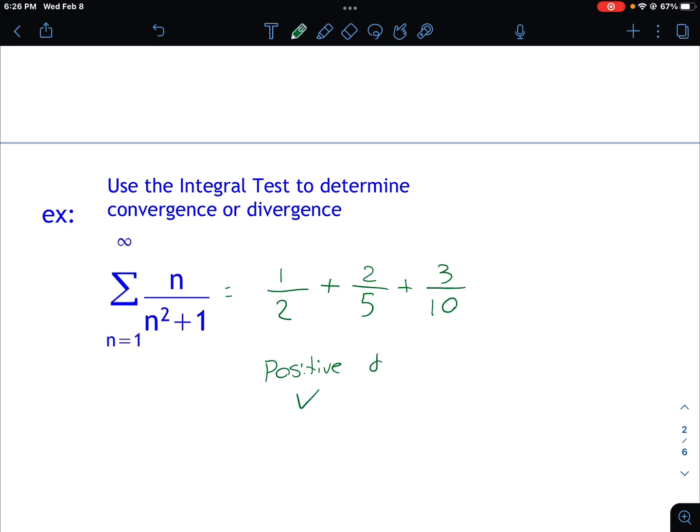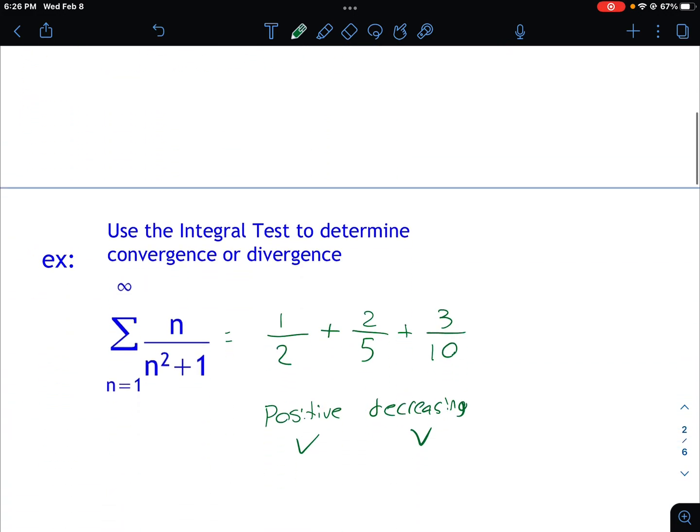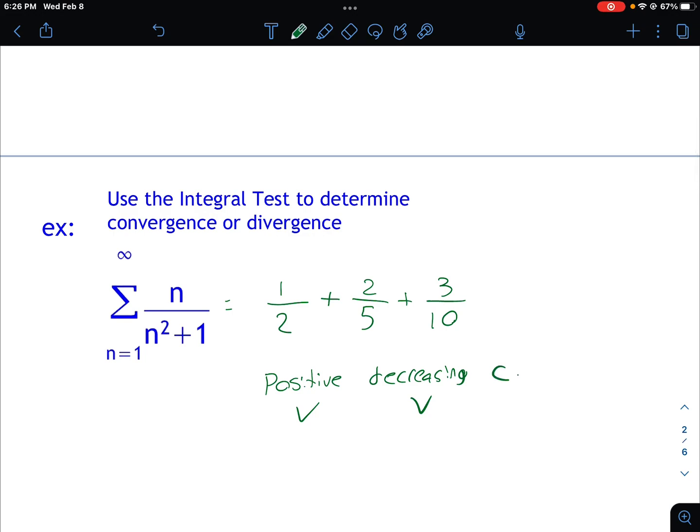Okay, decreasing. And continuous on the interval. Why is it continuous on the interval? Well, if we take a look at this interval, we're going from 1 to infinity. If we look at the denominator, n squared plus 1 always works for real numbers. So there's nothing that's going to make this not continuous.